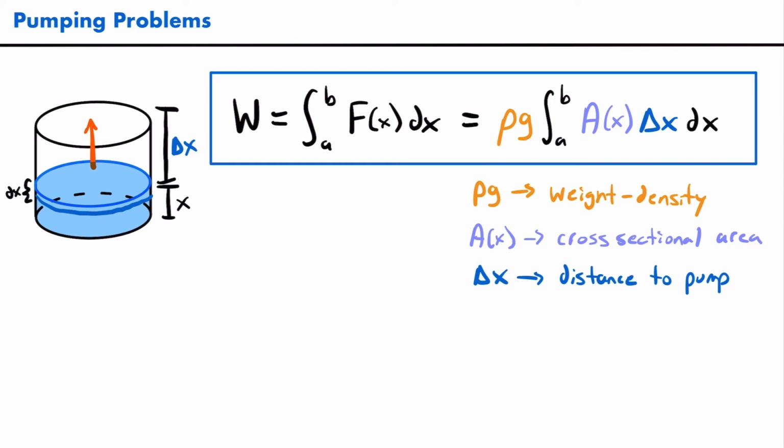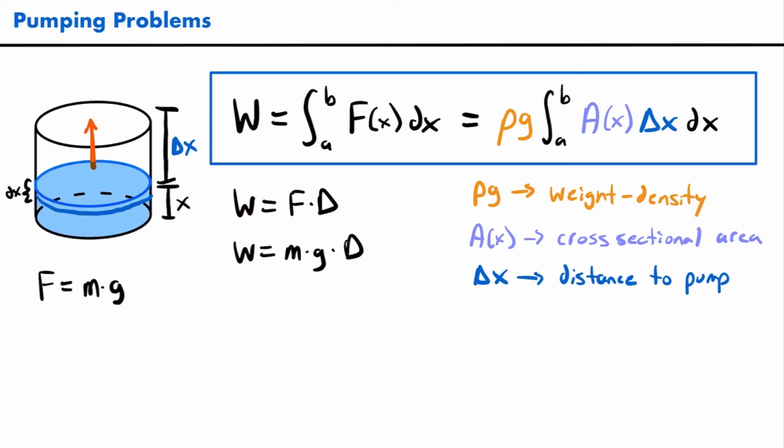And so remember that work is equal to force times displacement, and we know that force is equal to mass times acceleration, and acceleration can be replaced with gravity, since gravity is a form of acceleration. And so we can replace the force in this work formula with mass times gravity, and so work will be equal to mass times gravity times displacement.